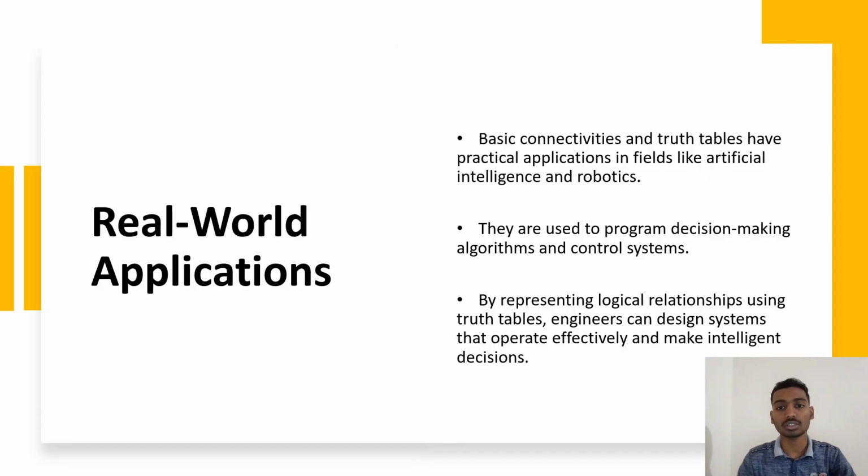In real-world applications, basic connectives and truth tables have practical applications in fields like AI and robotics. They are used in program decision making, algorithms and control systems.